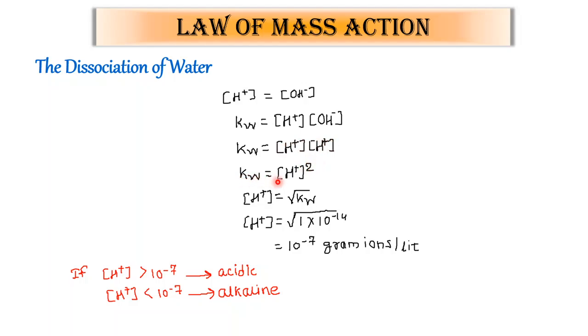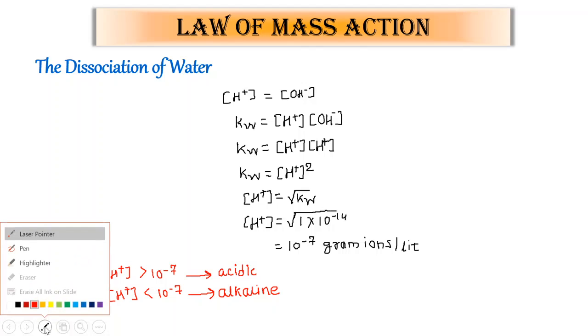So Kw is equals to square of H ions. So concentration of H ion will be equals to under root of Kw. I will place the value of Kw at 25 degrees Celsius, that is 1 into 10 to the power minus 14. So concentration of H ion will come as 10 to the power minus 7.